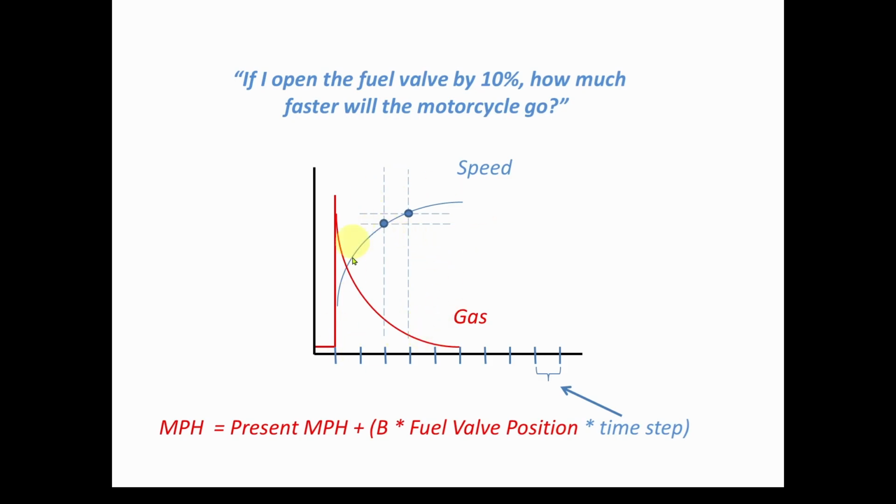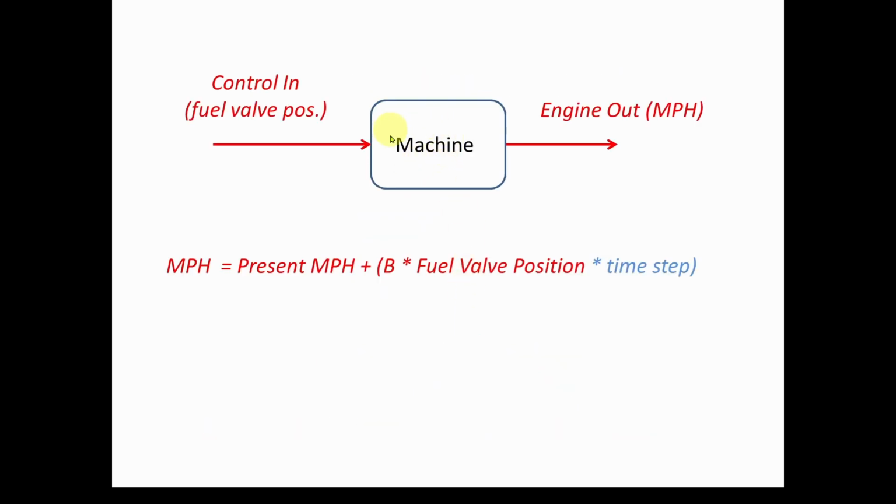So all of the differential equations and all the confusing stuff comes down to a good estimate of present speed being a very simple equation like this. So now, for our machine, we can write some code that says, if I want to figure out what the new speed is in the future tenth of a second, I take the present speed plus some B times the present fuel valve position times the constant time step, and that will give me an estimate of the future speed.